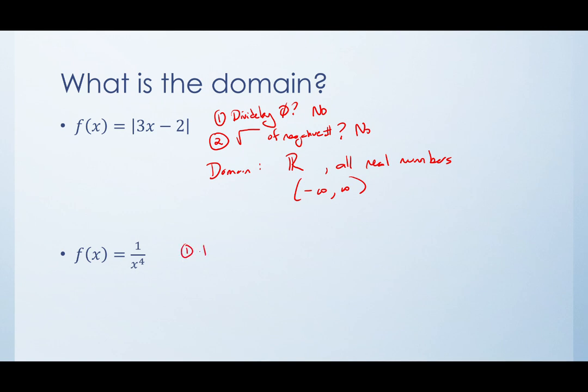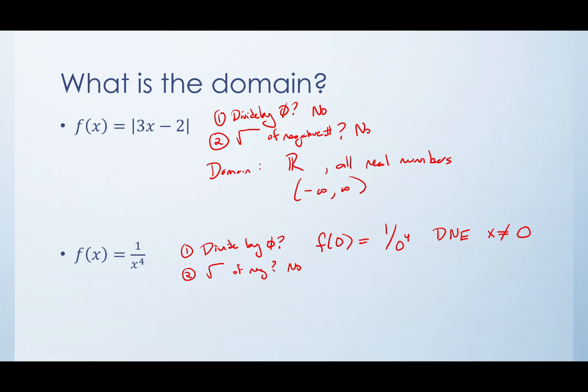All right, so for our next one, we've got f of x equals 1 over x to the 4th. So we're going to check first is our divide by 0. And we look at this one and we say, if I try to plug in 0, I'm going to be dividing by 0, right? Because I would have 1 over 0 to the 4th. That does not exist. So we have got to throw out x equals 0. Is there anything else? There's no other factors in this denominator. There's no square roots, so we don't need to worry about that. So the only thing we have to throw out is x is not equal to 0.